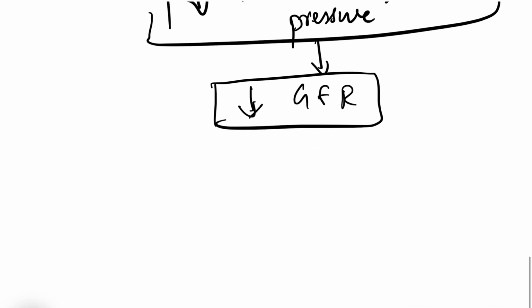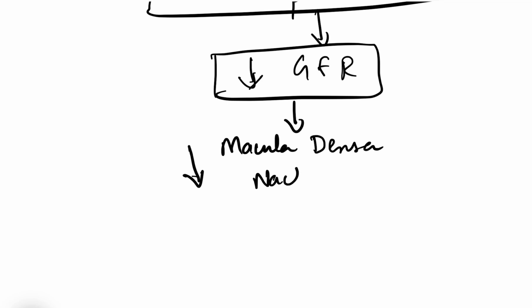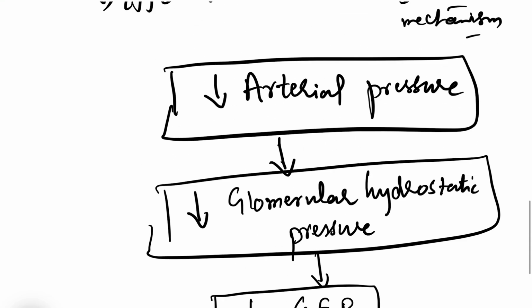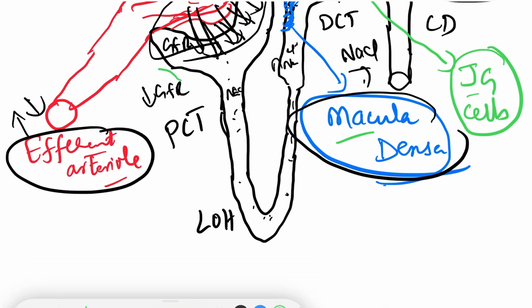Now, if there is a decrease in the GFR, then what will happen is the macula densa, which is present in the distal tubule, senses that the sodium chloride level is decreased. How exactly, it is not known, but certain experimental studies suggest that a decrease in the GFR slows the flow rate. Suppose there is a decrease in the GFR. What will it do? It will slow the flow rate.